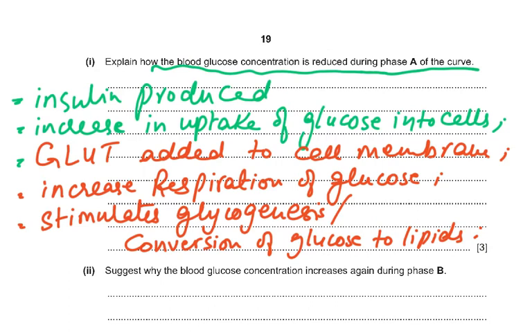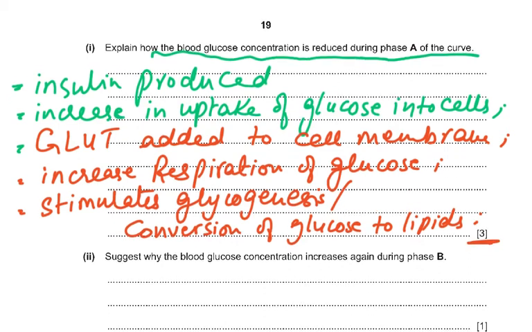So very basic: insulin produced, increase in uptake of glucose into cells, GLUT added to the cell membrane, that gives you the more details. Why would it increase the uptake of glucose? Then of course there's increased respiration of glucose, more ATP will be formed, and it stimulates glycogenesis. What is glycogenesis? Glucose to glycogen is glycogenesis. Genesis means formation. Or you could have said conversion of glucose to lipids. So these are 3 marks. We had about 5 mark scheme points, so very easy to get these 3 marks.